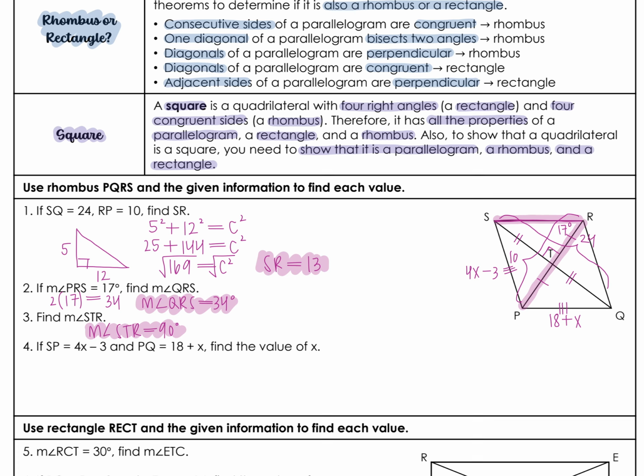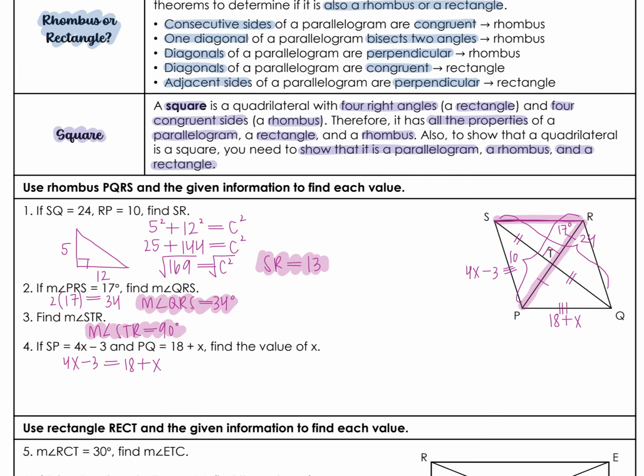Now, something to just mention real quick. While yes, they do all use the same picture, we don't necessarily know that they are building off of each other. They could be just using the same picture and that's it. So we are going to play it safe by just setting that 4x minus 3 equal to 18 plus x instead of trying to use that 13 we found earlier.